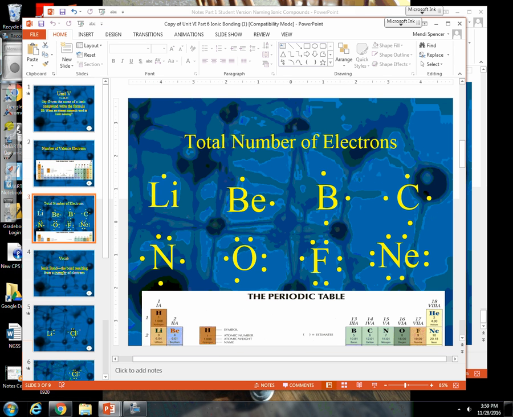So this slide is just a reminder of your number of valence electrons that surround your elements. So once again, your number of valence electrons corresponds to your group number. So lithium is in group 1A. It has 1 valence electron. Beryllium is in group 2A. It has 2 valence electrons. Boron is in group 3A. It has 3 valence electrons, and so on and so forth as we go across our periodic table. You still have to be familiar with your concept of how many valence electrons that you have.